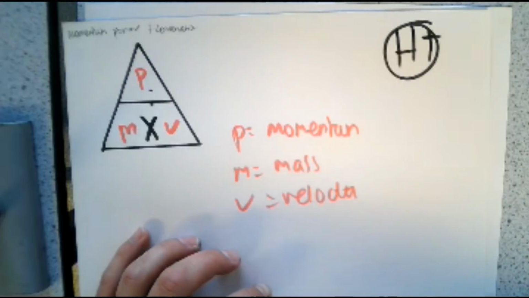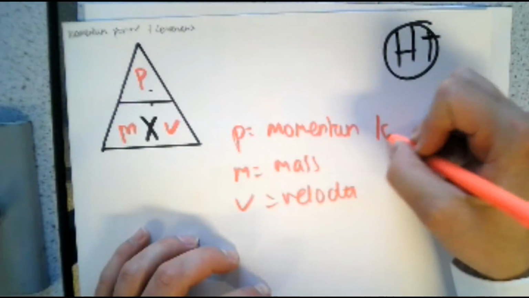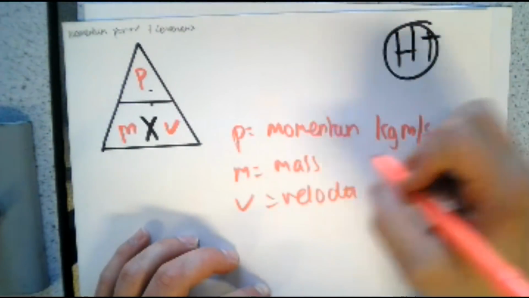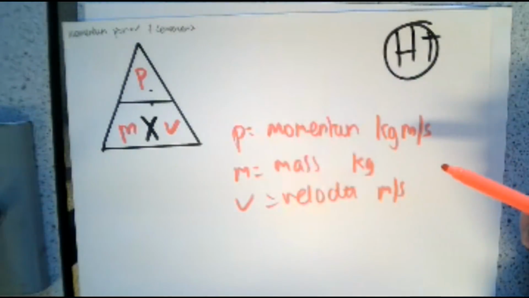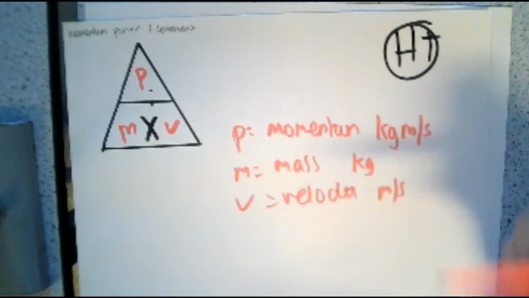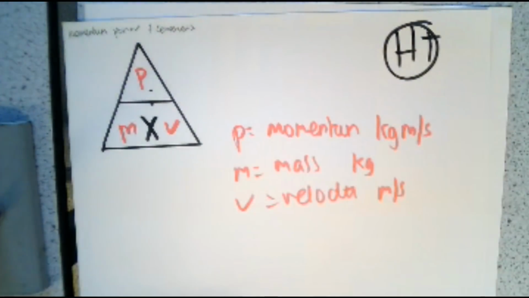Okay, now momentum is measured in something called kilograms meters per second. Mass is in kilograms, velocity in meters per second. And look, if you can't remember units for momentum, put them together. That's all it is. Okay, so just chuck them together for that.